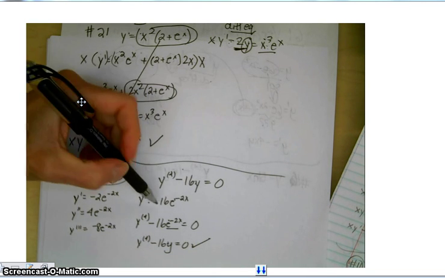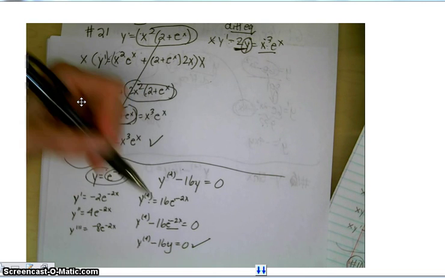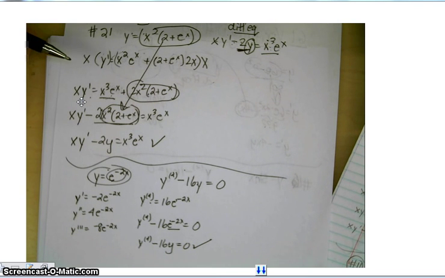If you cannot do the manipulating and get it to work out, then this is not a solution. And we'll look at that in the next video.